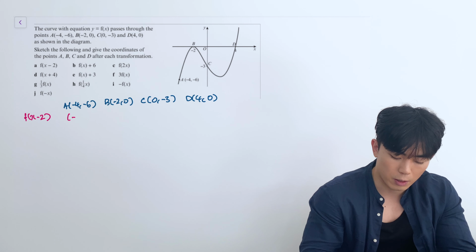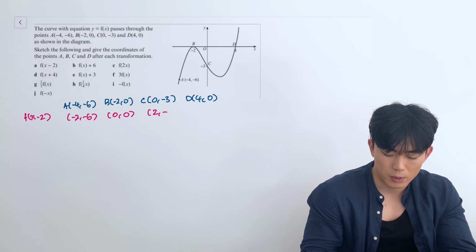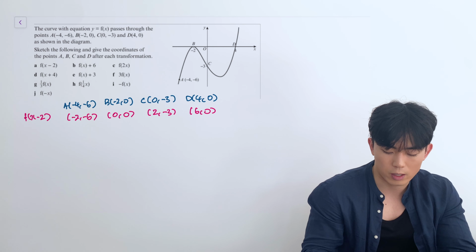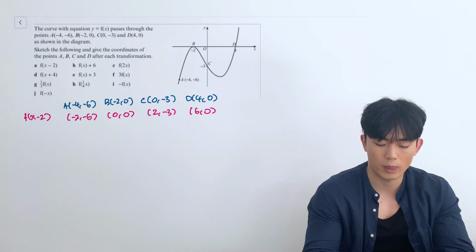So in this case, A will be (-2, -6). B will be (0, 0). C will be (2, -3). And D will be (6, 0). So as you can see, the whole graph has moved to the right in the positive x direction by 2.